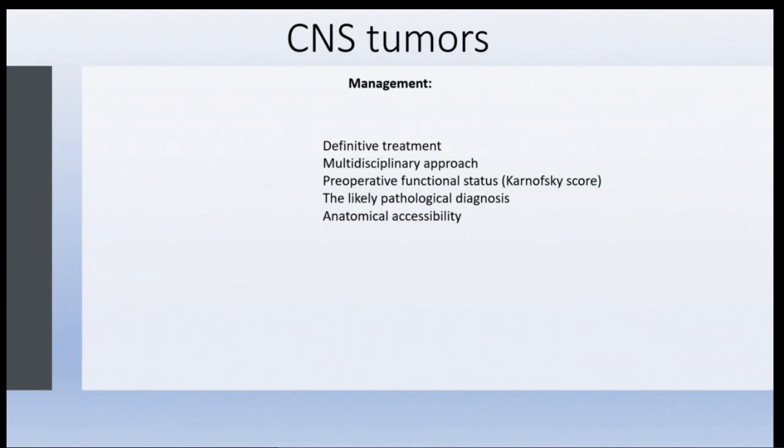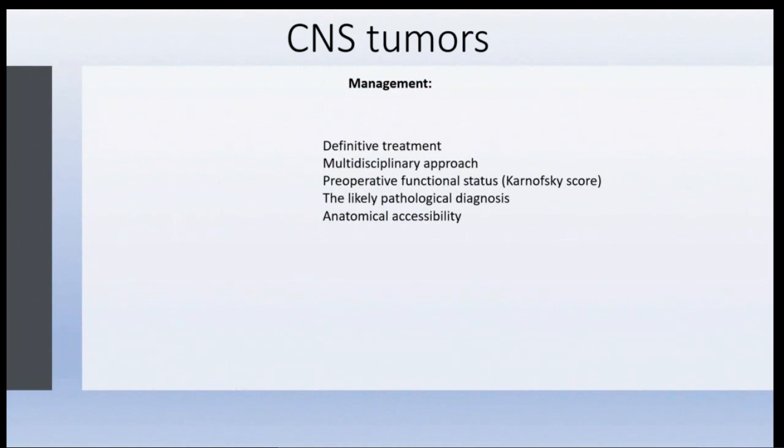So basically, the pathological diagnosis is the same in two patients. Both of them are GBMs. One of them has a good performance score, and the tumor is accessible surgically. The other one has a bad performance score, and the tumor is also accessible. So the one with a good Karnofsky score gets an invasive surgery for total resection. The other one will end up having a biopsy.